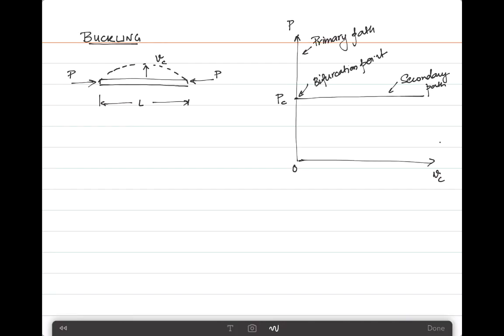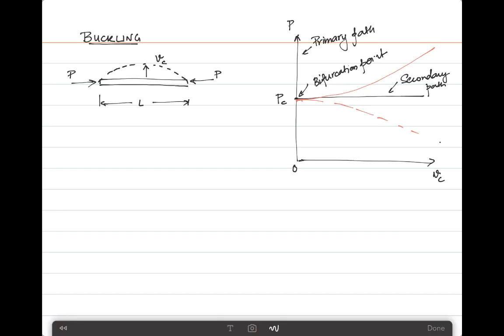Past the bifurcation point, the primary path is going to be unstable, although mathematically it's possible to compute. However, a real structure will follow the secondary path instead. Now in this figure, you see the secondary path as a horizontal line because in this example problem, shown here with the column, we assume that very small displacement is made. However, it doesn't have to be horizontal. It can also increase upwards or reduce downwards depending on the condition.